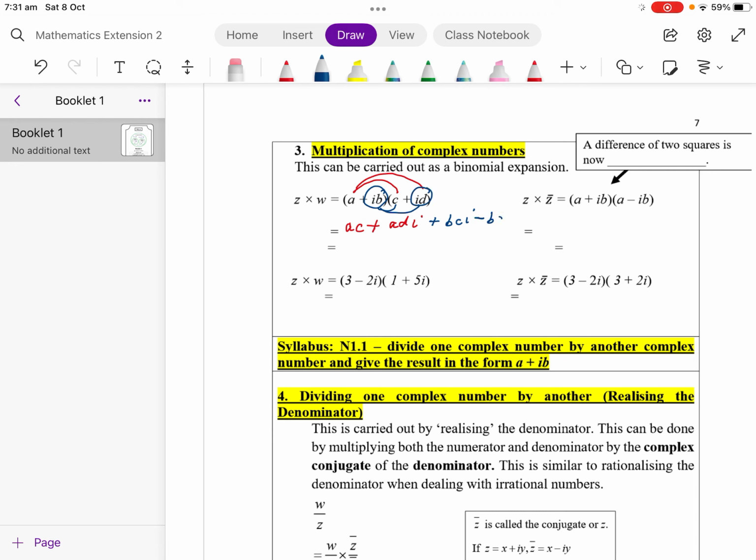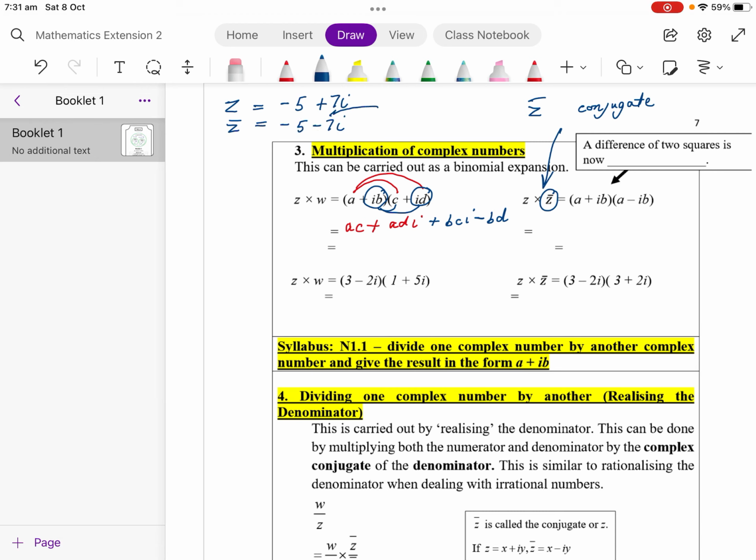It's going to give me minus BD. Now, we haven't talked about this little symbol here. This Z with a bar on top of it is actually called the conjugate of Z. And all that means is the imaginary part changes sign. So just say you have a complex number of minus 5 plus 7i, then Z conjugate would be minus 5 minus 7i.